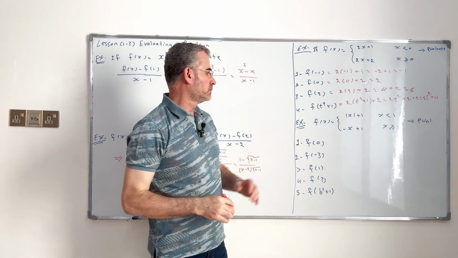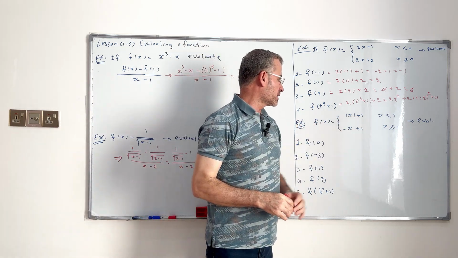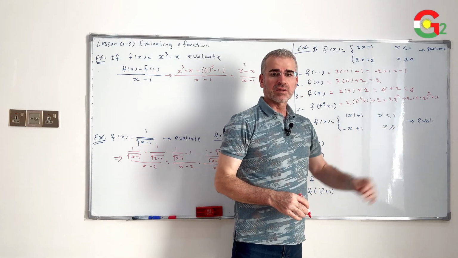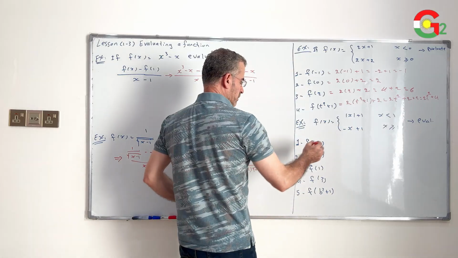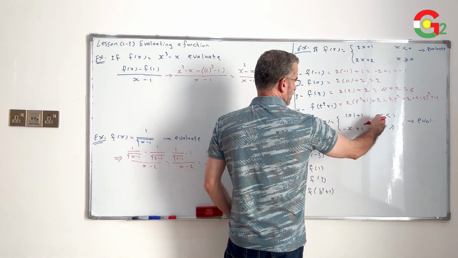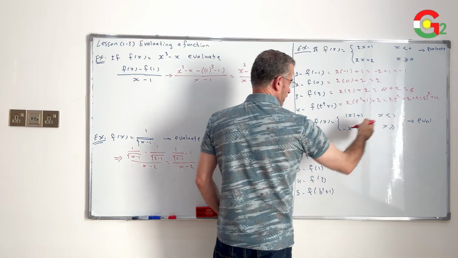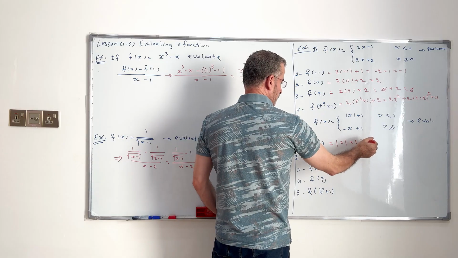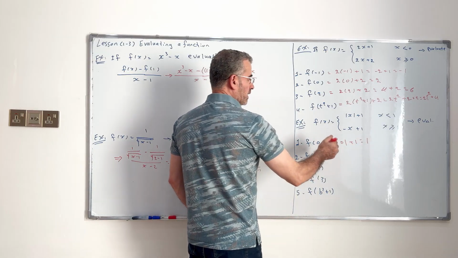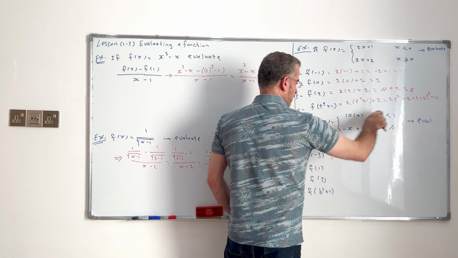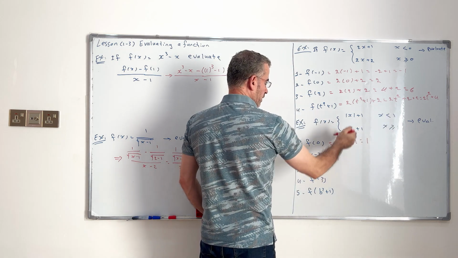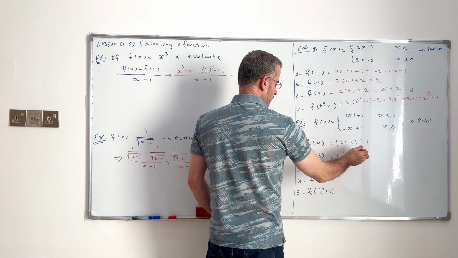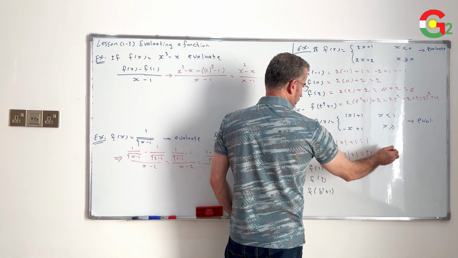Another example, f of x equals absolute value of x plus 1 when x is less than 1, and minus x plus 1 when x is greater than or equal to 1. Evaluate f of 0. 0 belongs to this interval since it is less than 1. Then I'll substitute here. Absolute value of 0 plus 1 equals 1. f of negative 3. Also negative 3 is less than 1, so I substitute here in the first rule. Absolute value of negative 3 plus 1 equals 3 plus 1 equals 4.